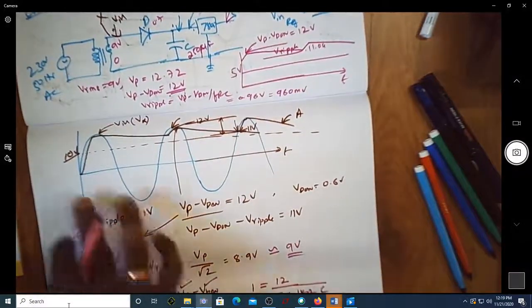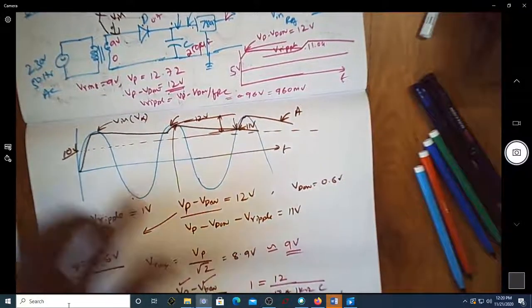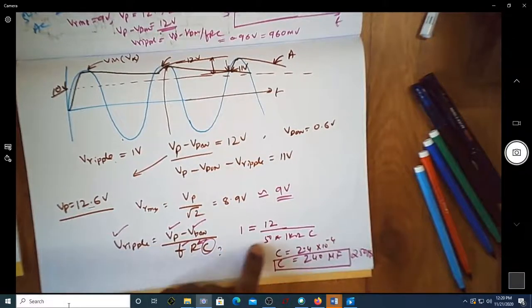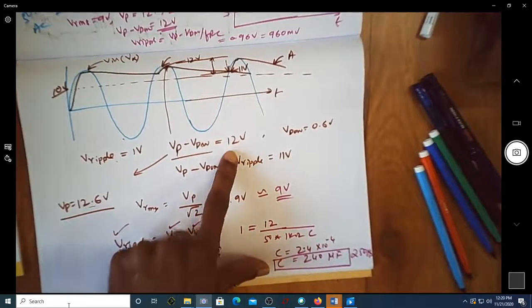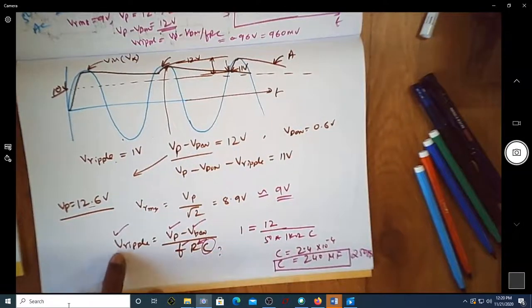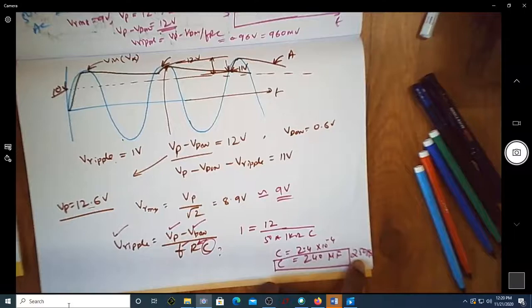So upon solving all these things, we found that the transformer rating should be 8.9 volt, which we approximate to the next possible highest standard value, which is 9 volt. And then using this 12 volt as Vp minus Vd on, we found out the value of C to get a ripple voltage of 1 volt. It was coming out to be 240 microfarad. We actually used 250 microfarad.